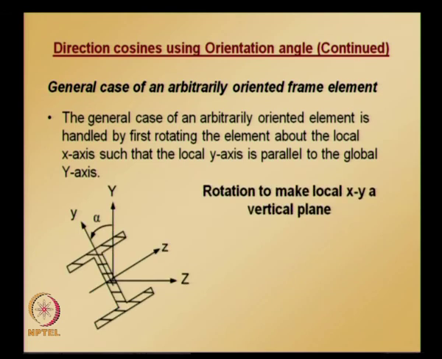So, that is shown here. Since rotation is about the x axis, here in this figure the x axis is coming out of the board, so it is not shown. The axis which is coming out of the board, that is the x axis. So, rotation is taking place about the x axis, and we do some rotation about the local x axis to make this local y axis parallel to the global y axis, and this alpha is the angle between the local y axis and global y axis measured in the counterclockwise direction.